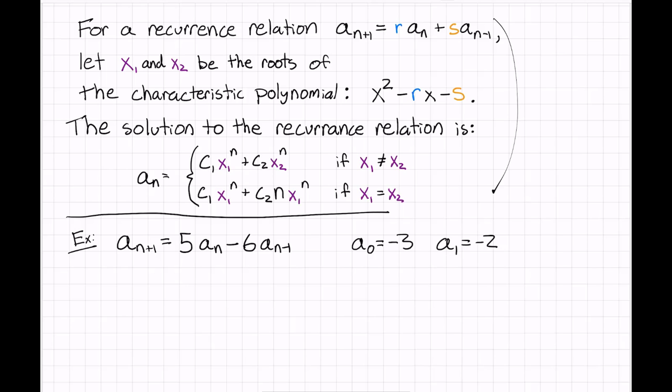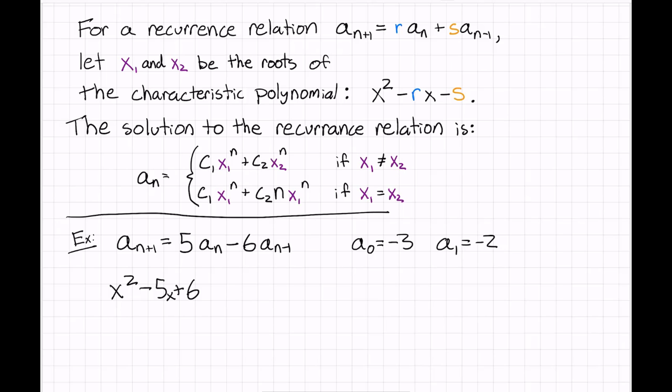use this procedure. So we want to know the characteristic polynomial, we want to find its roots, and then plug it into something that looks like this. Well, the characteristic polynomial just comes from these terms. This is r and this is s. So the polynomial in question is x squared minus 5x plus 6. So that's our characteristic polynomial.